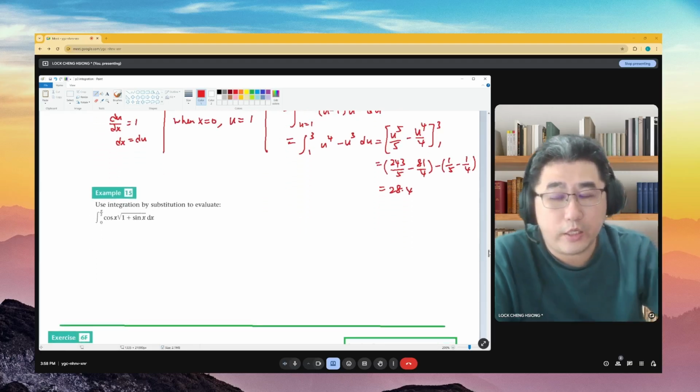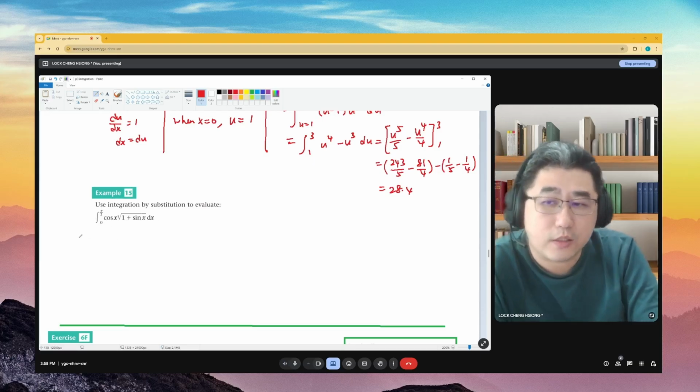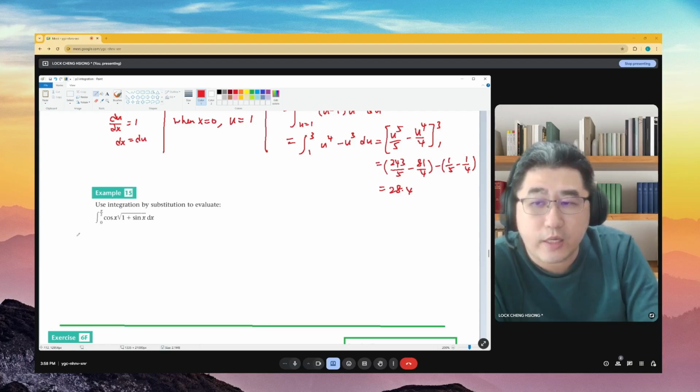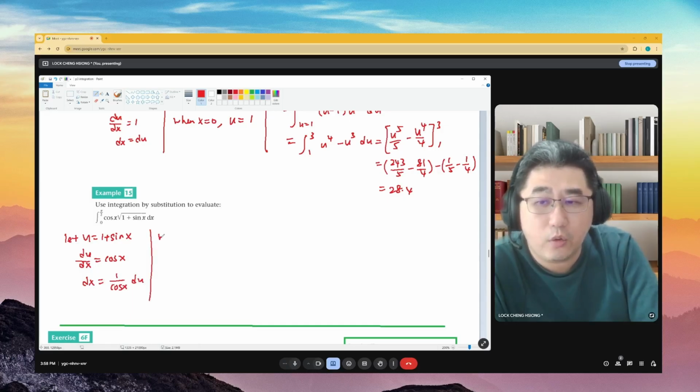Okay, similarly, if you have a limit with a trigonometric one, we do it in exactly the same way. So now let's say I let u equal 1 plus sine x. Therefore du/dx equals cos x, so dx equals 1 over cos x du. Then when x equals pi over 2, I substitute pi over 2 inside, my u value equals 2. When x equals 0, my u value equals 1.